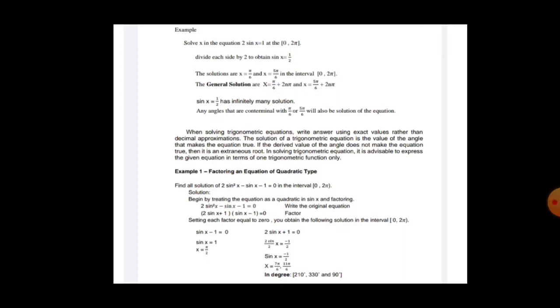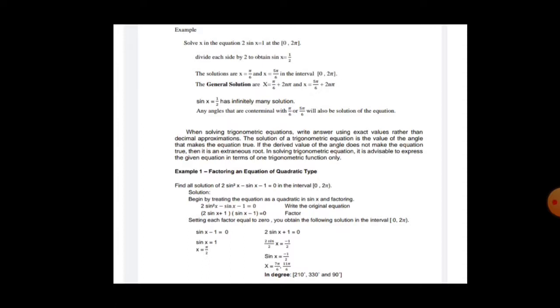2 sine squared x minus sine x minus 1 is equal to 0. Write the original equation. Then factor out: quantity 2 sine x plus 1 times quantity sine x minus 1 is equal to 0. Setting each factor equal to 0, you obtain the following solutions in the interval 0 and 2 pi.